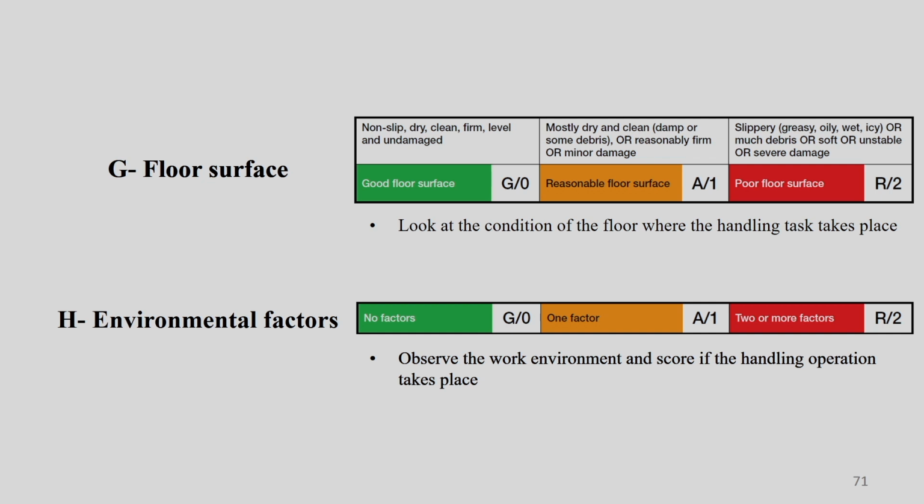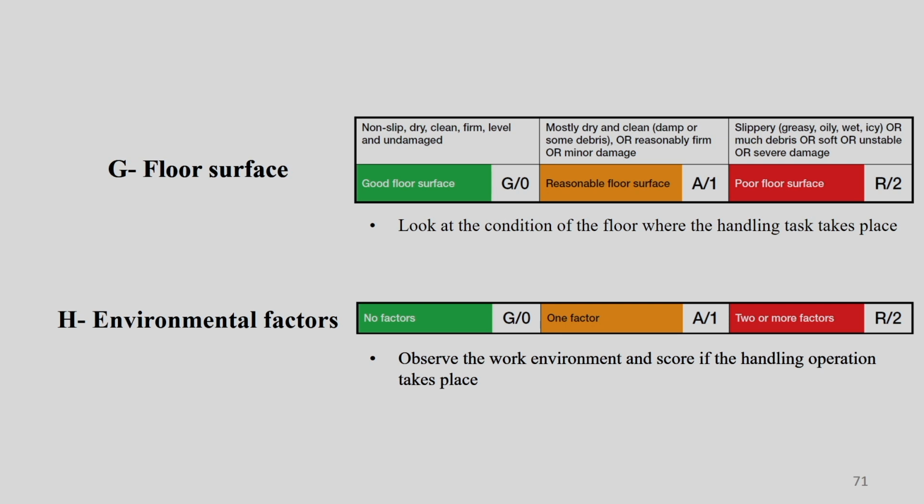The next one: mostly dry and clean, or damp, or some debris is there, or reasonably firm, or minor damage is there. So those cases it is reasonable floor surface, and you can give the color band as A or amber, and the number is 1. Slippery, where you have greasy, oil, wet, icy, a lot of difficulties.